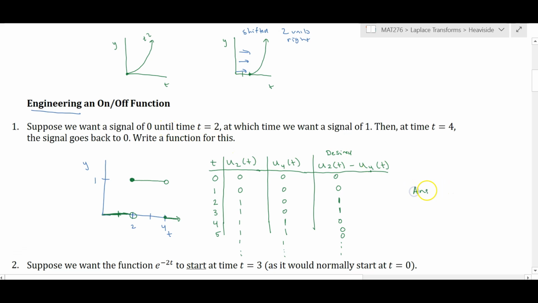So our answer is that the Heaviside that activates at time 2 minus the Heaviside that activates at time 4 will give us precisely this graph over here. And we'll just say equals: it will be 0 for time less than 2. It'll be 1 beginning at time 2, but not including time 4. And then it will return back down to a 0 for all time greater than or equal to 4. And so there we have our perfect engineering of a Heaviside function to get it to do exactly what we want.